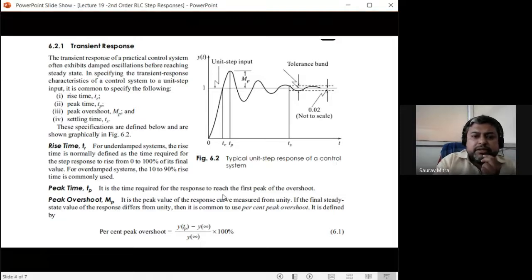So I think on this page I have explained everything: what is TR, what is TD. TD is not shown here, but it is 50%. Understood. What is TP, what is MP, and what is TS. There are two TS. One is called 5% TS, formula is 3 by zeta omega n. One is called 2% TS, formula is 4 by zeta omega n. And 2% TS is more stable than 5% TS.